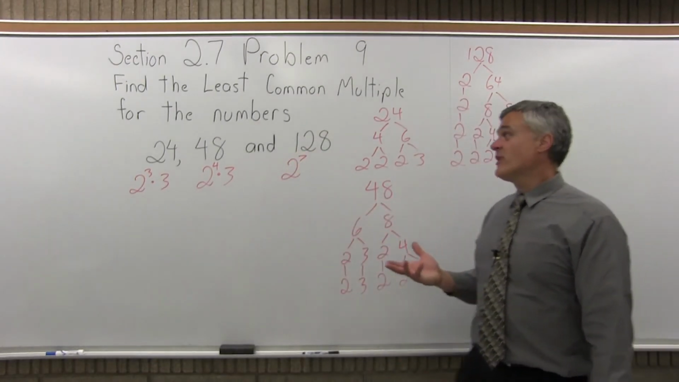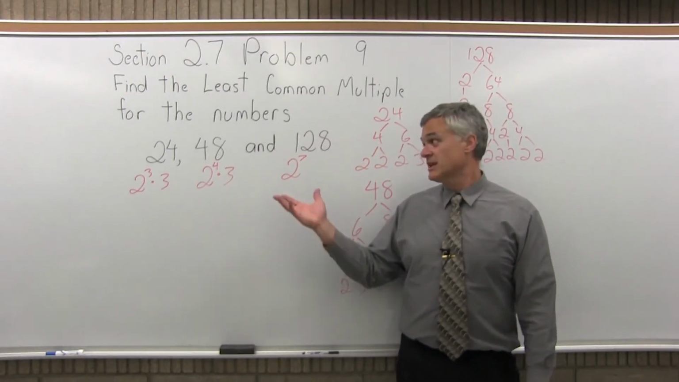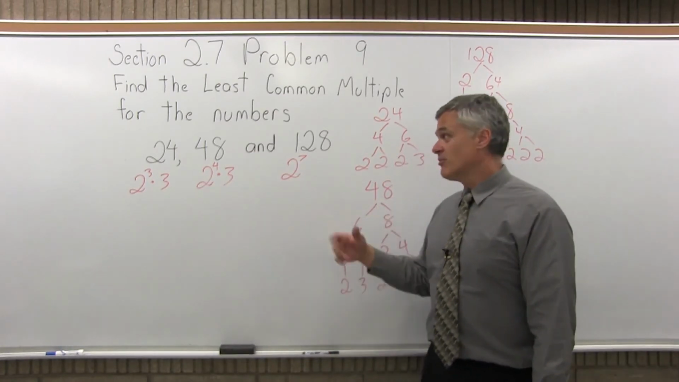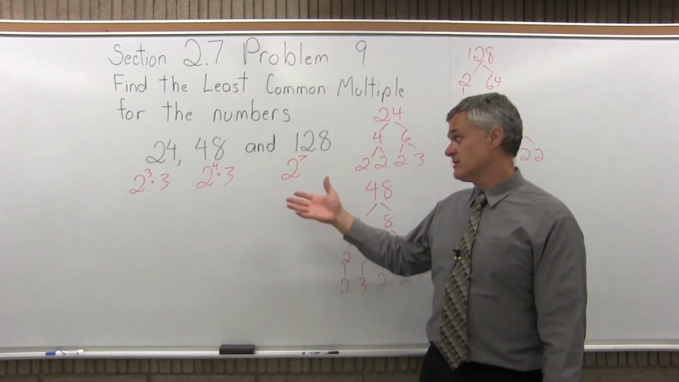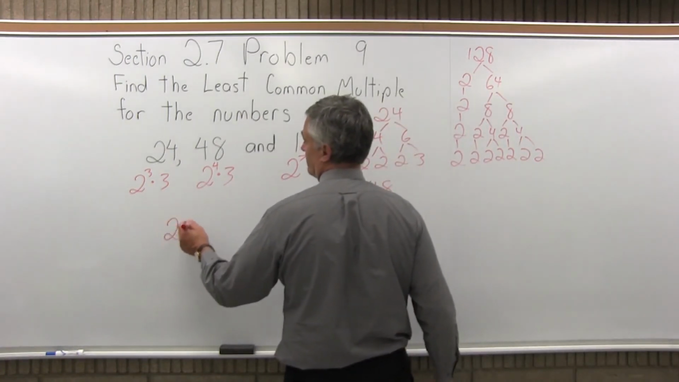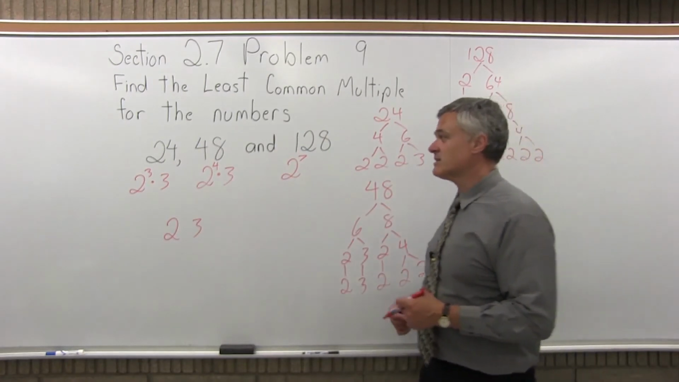So I have the prime factorization of each number. There's 3 of them instead of 2 for this problem, but it's the same process. Find the prime factorization of each number. There it is. Next step, write a list of the primes that are used in any of the prime factorizations. So I have 2 and 3, really is all I have. And then where I have exponents, I want to choose the largest exponent.